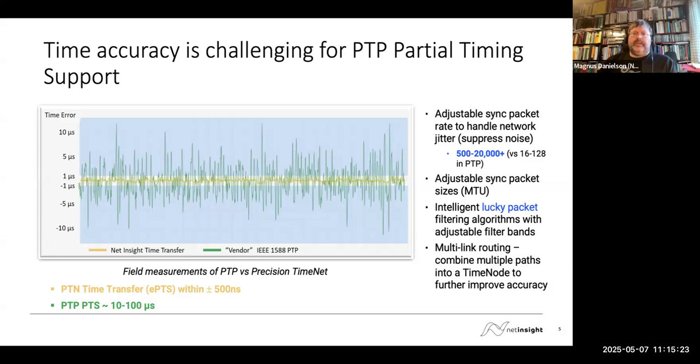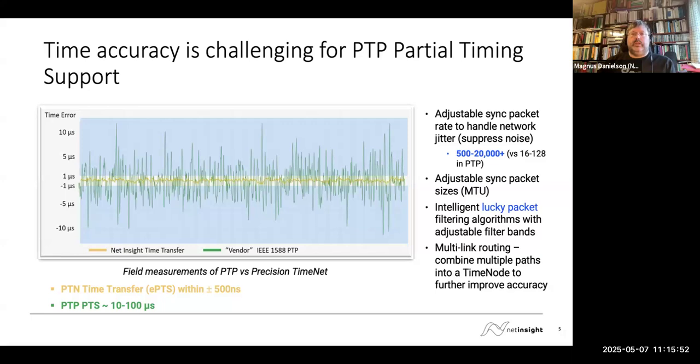And one of the things we did, first of all, you need to do a nonlinear filtering. You need to do what's called lucky packet filtering, minimum filtering. So we, rather than being 16 to 128 packets per second, we do 500 up to 20,000. We can do even more. And that's when the filtering is able to do something useful.